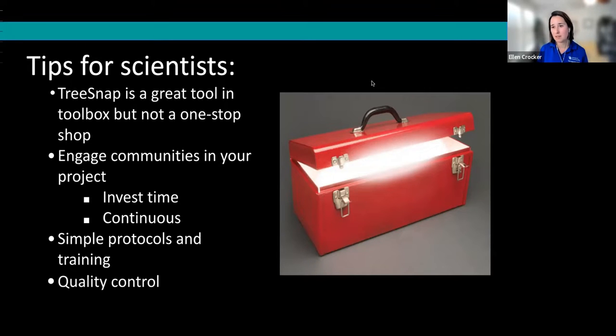Quality control is another common point. There's no guarantee that what somebody is taking a picture of in TreeSnap is actually the species they think it is. It might be something else entirely. And with chestnut, we do see that a bit. And that's just part of the whole community science approach. But I think the simpler your protocols, and if you have a way to deal with some of that, you'll be happier using data collected from TreeSnap or any other kind of community science center.